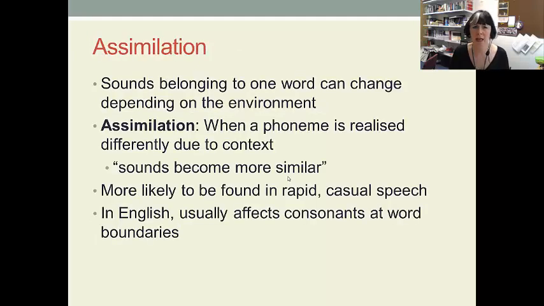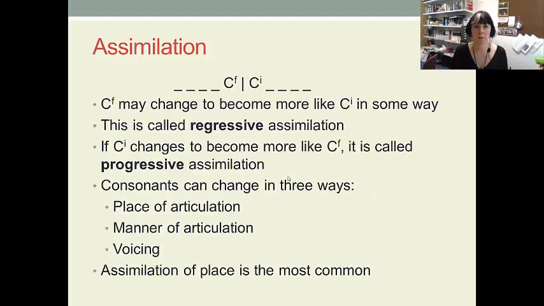Let's start with assimilation. Sounds belonging to one word can change depending on the environment, depending on neighbouring sounds. Assimilation is when a phoneme is realised differently due to context. Basically what this means is sounds become more similar. This is more likely to be found in rapid, casual speech, so some of the examples I'm going to give you will sound a little bit weird if they're spoken carefully. In English, this usually affects consonants at word boundaries.